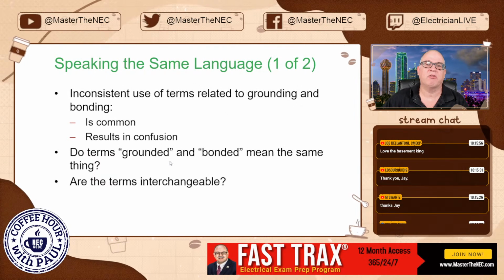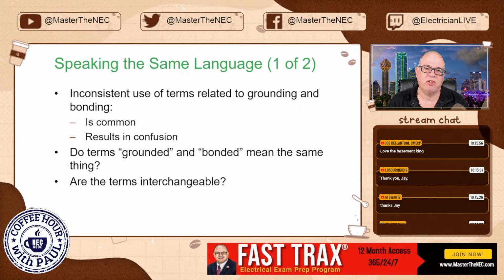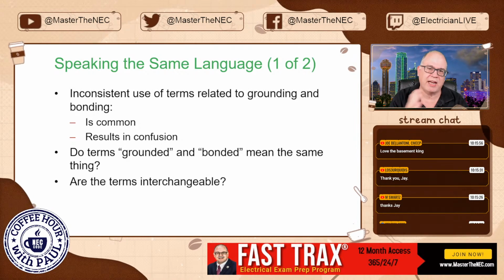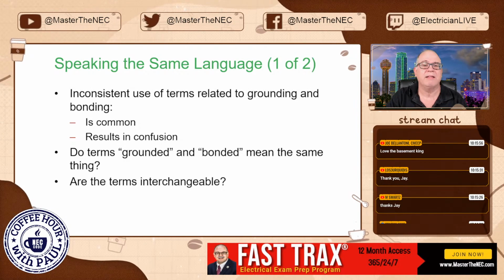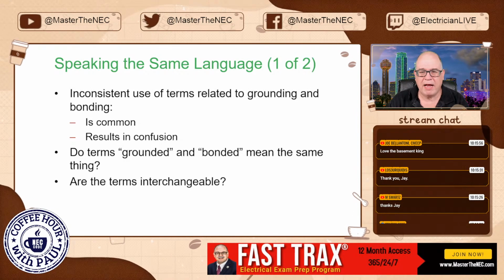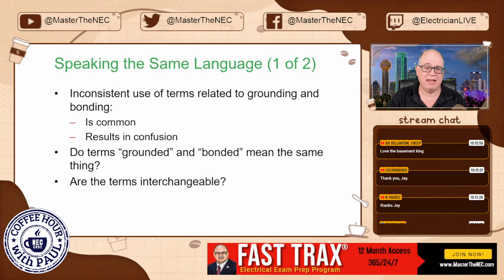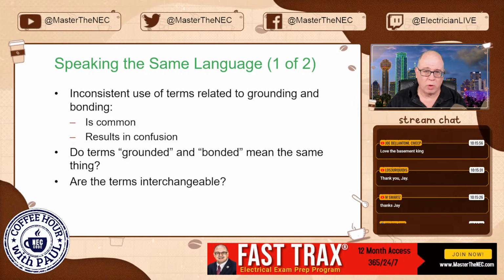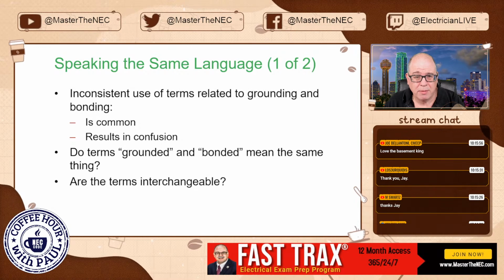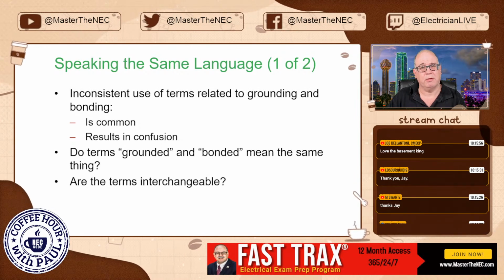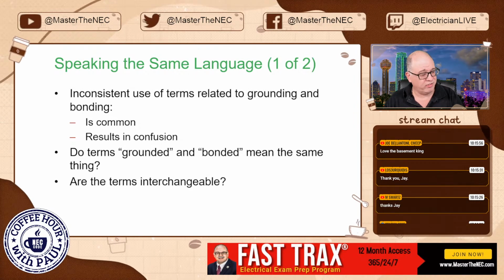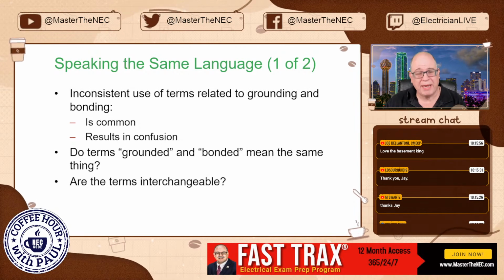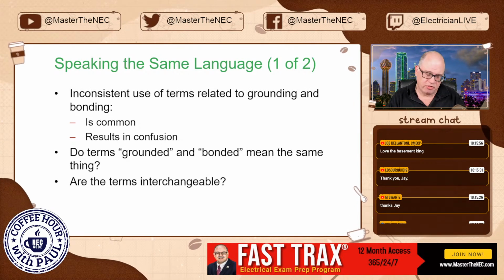All right, speaking of the same language, inconsistent use of the terms related to grounding and bonding is common. It happens all the time. People misunderstand different uses and terminologies. What does that do? That causes confusion. Grounded and bonded, do they mean the same thing? Are these terms interchangeable? Like an equipment grounding conductor, what does it do? It serves a bonding function, but it also extends the connection to earth. So is it grounding or is it bonding? Yeah, it's both. And an informational note reminds you of that. But it's important that we understand terminologies, right?